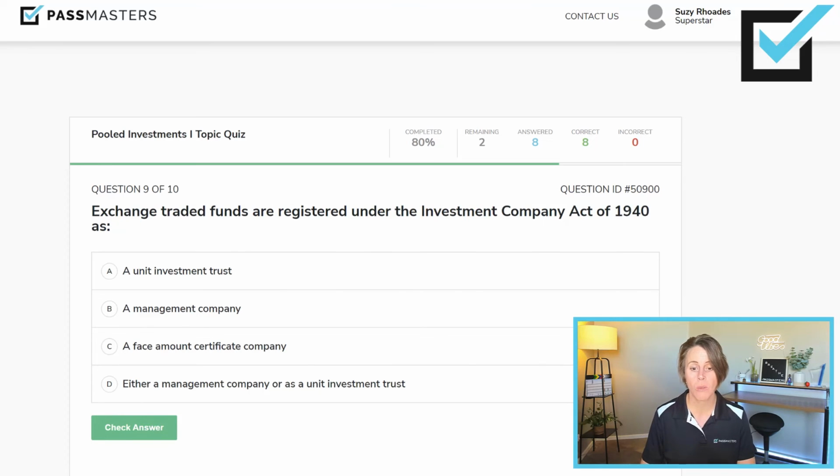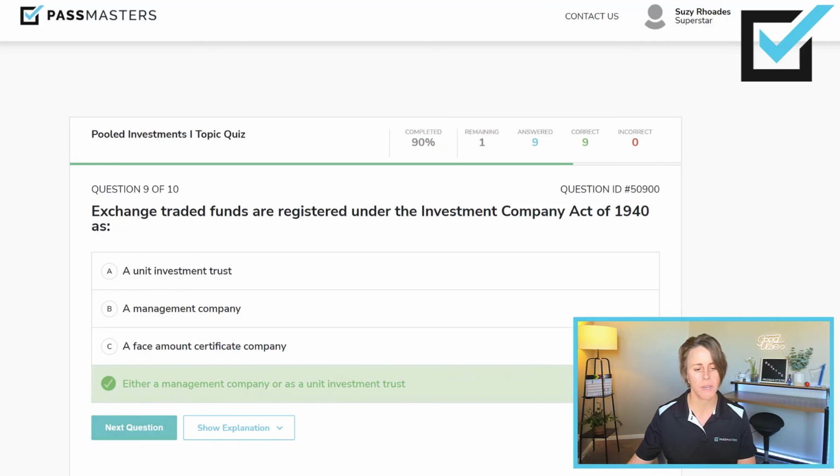Exchange-traded funds are registered under the Investment Company Act of 1940 as. Choices include a unit investment trust, a management company, a face amount certificate company, or either a management company or as a unit investment trust. It is that last one there that is the correct answer. Exchange-traded funds are registered either as a management company or a UIT.